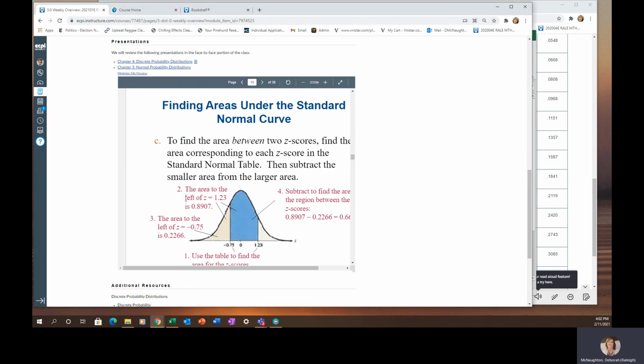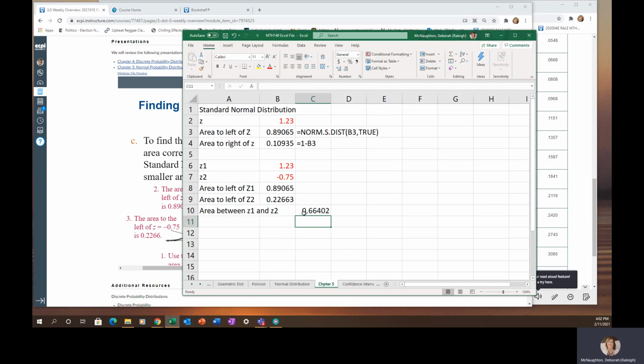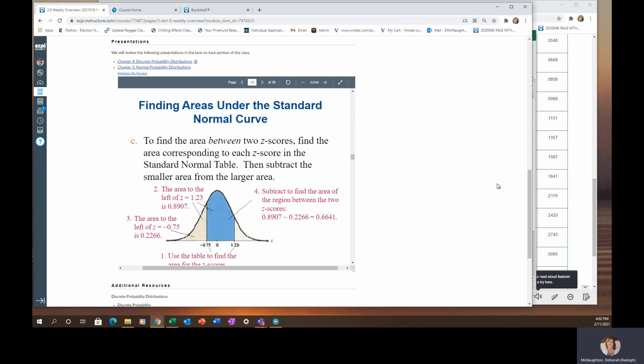So let's go back over here and look. Again, that area between the two was 0.6641, and that should match what we got when we did our calculation. All right, so let's look at our homework.